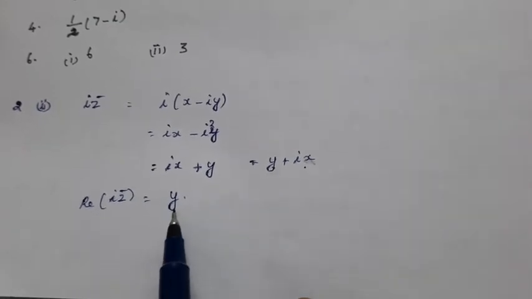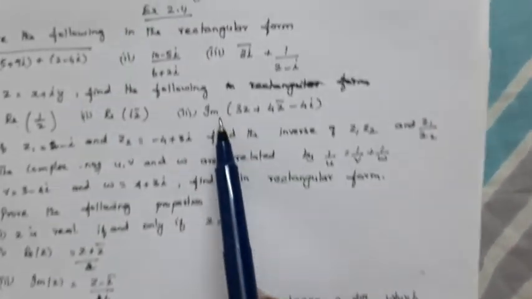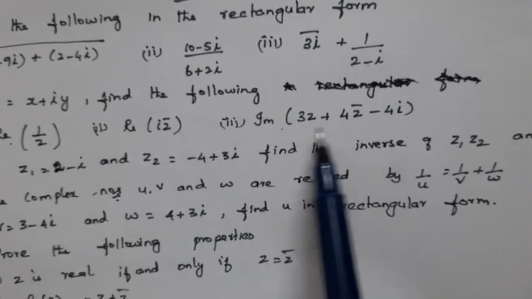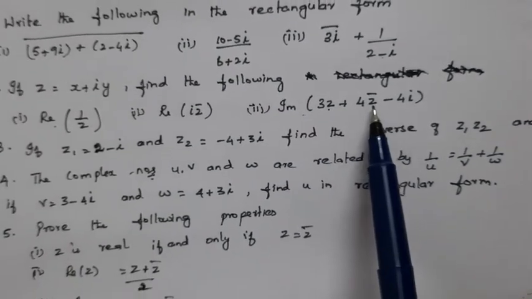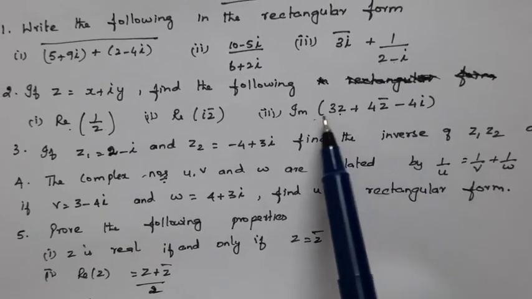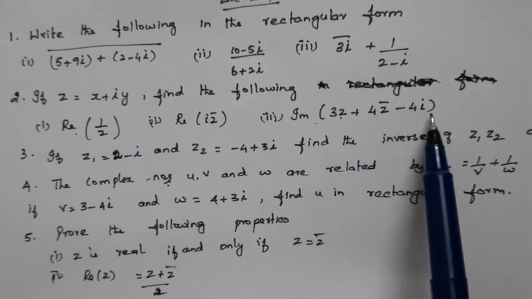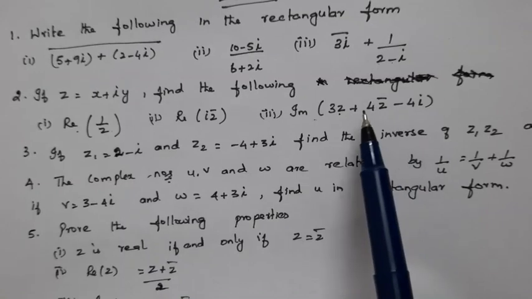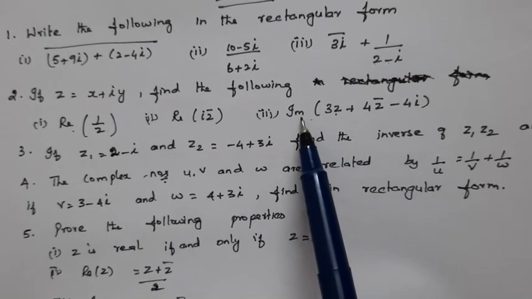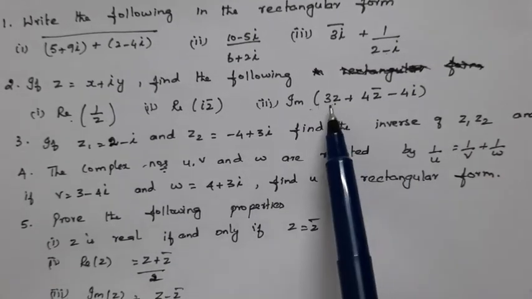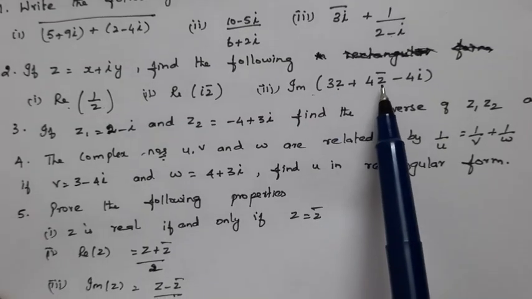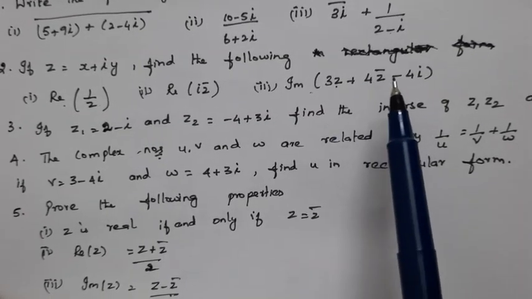So that is equal to y. So likewise, try to do the third problem. Find 3z and find 4z bar, and then add these two and subtract minus 4i. You will get a number in the rectangular form, and then write down its imaginary part. 3z means multiply 3 with the z and 4z bar means multiply 4 with the z bar.